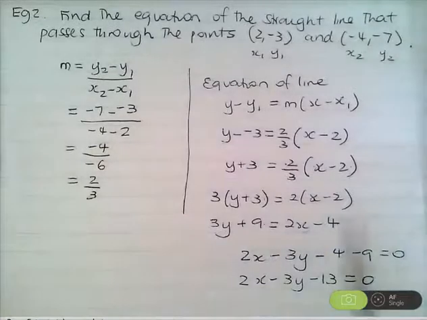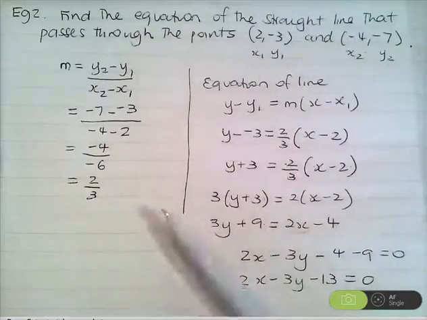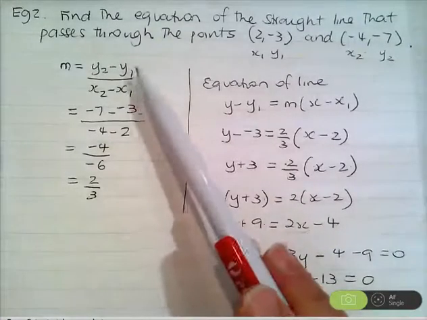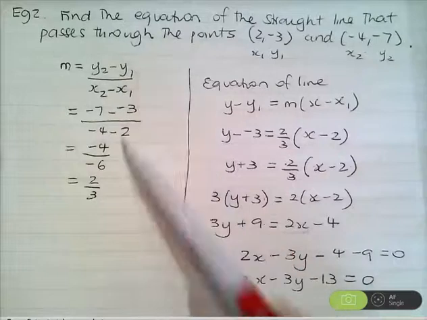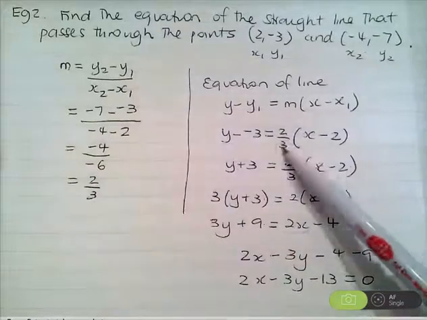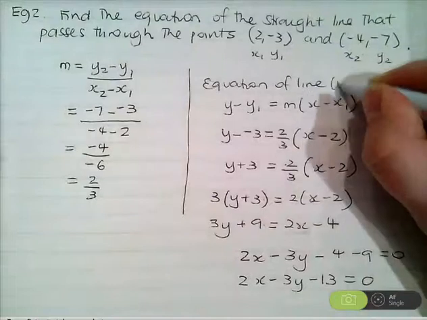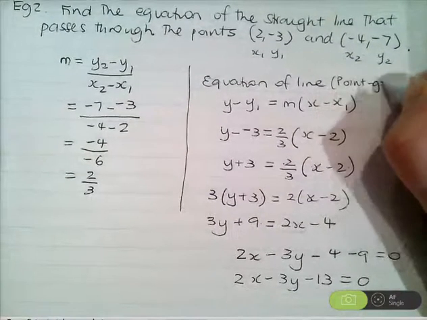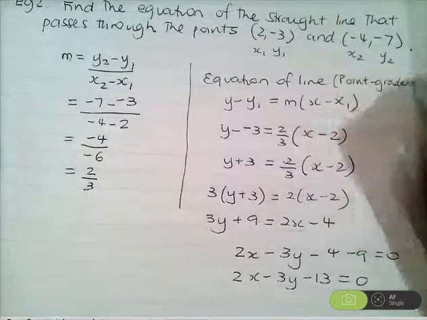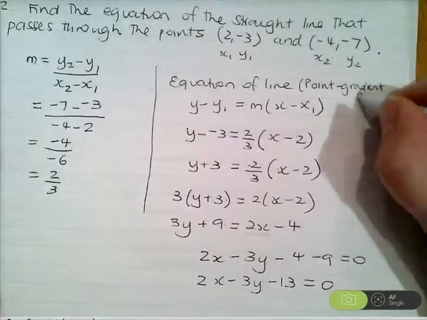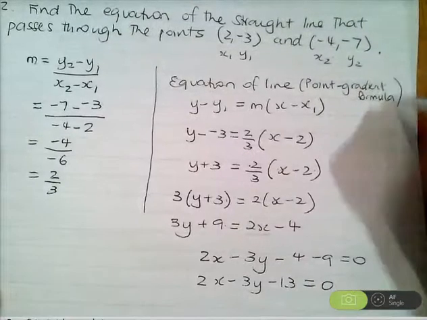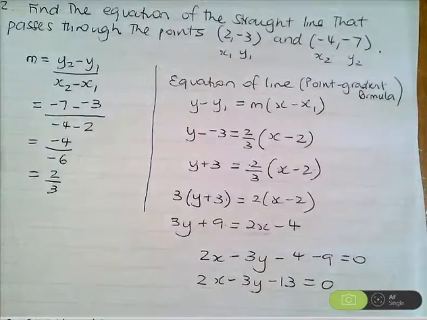Now, I would not use the 2-point formula for this, otherwise it does get quite messy. So you're doing the gradient bit there, and then using the point gradient formula here. So equation of line using the point gradient formula. I think that really is the best way to go. All right, there's one more example that we're going to look at.